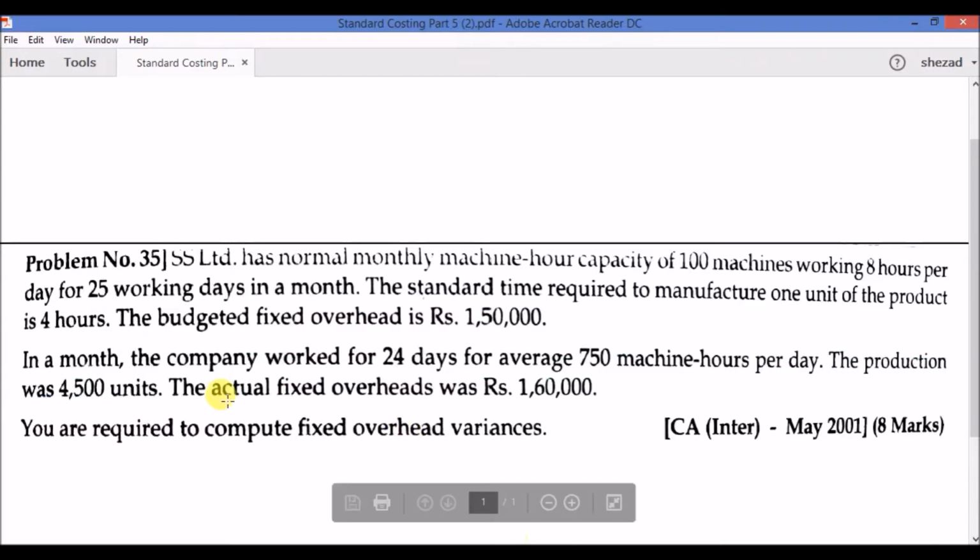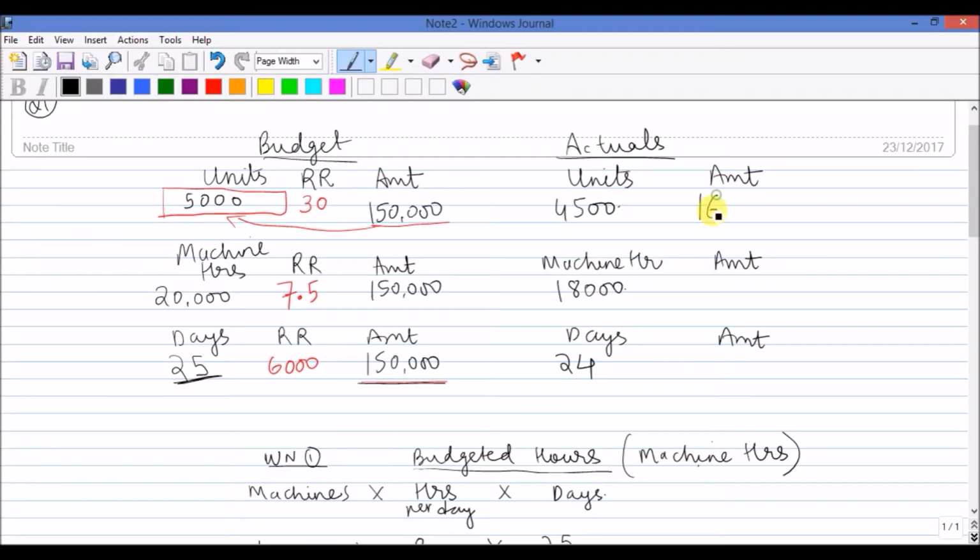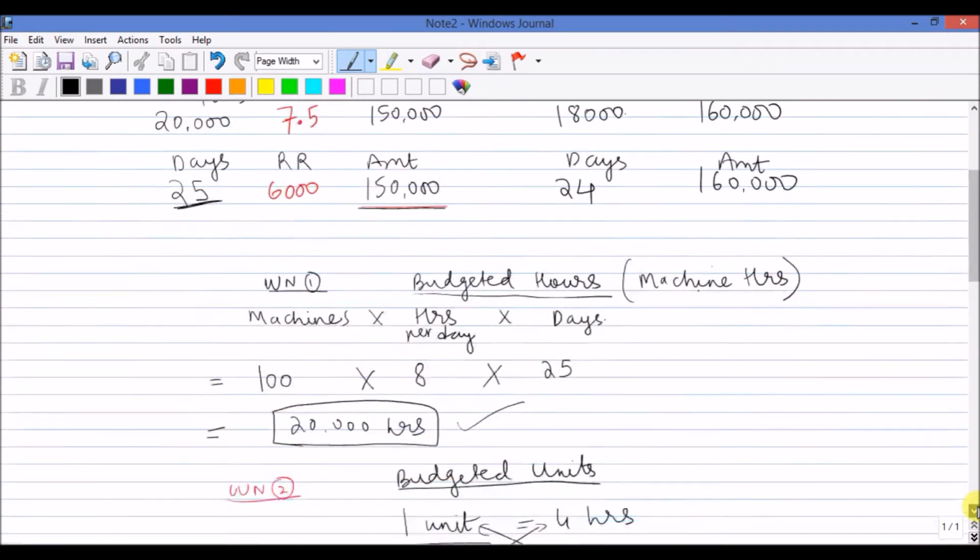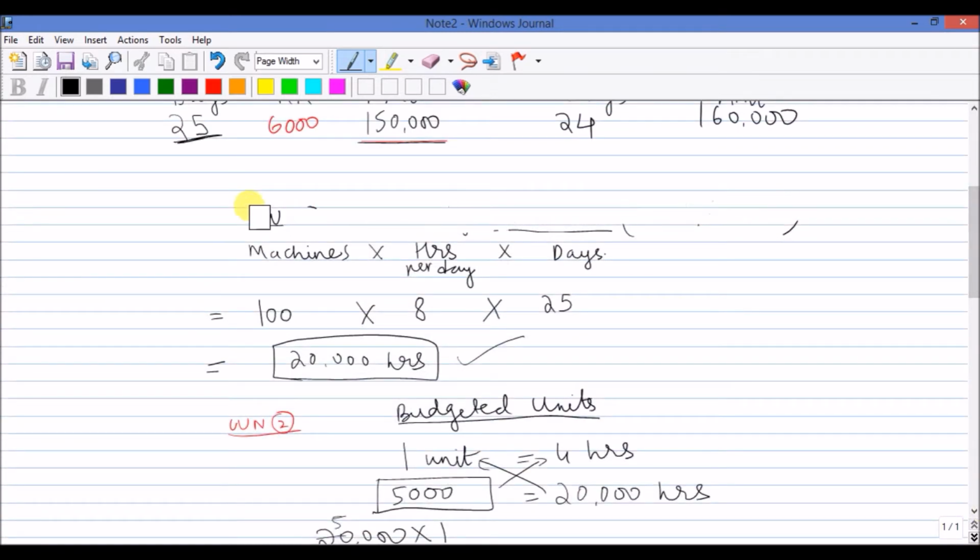Okay, and the actual fixed overheads are 1,60,000. So we can write that. So actual fixed overheads is 1,60,000. So now we have done part 1. So I will be rubbing all the working notes.